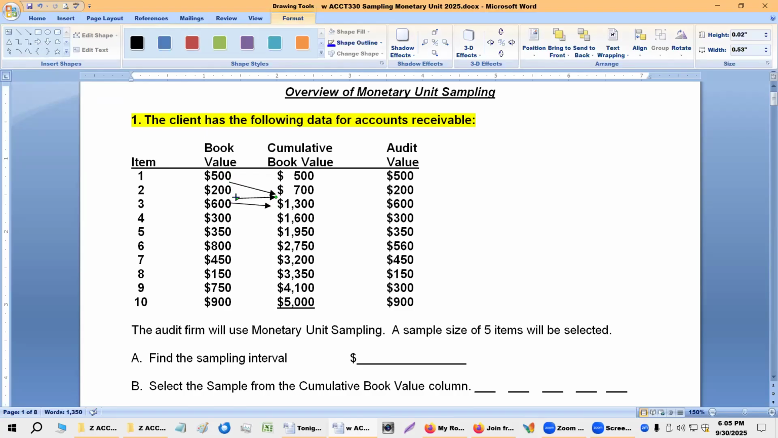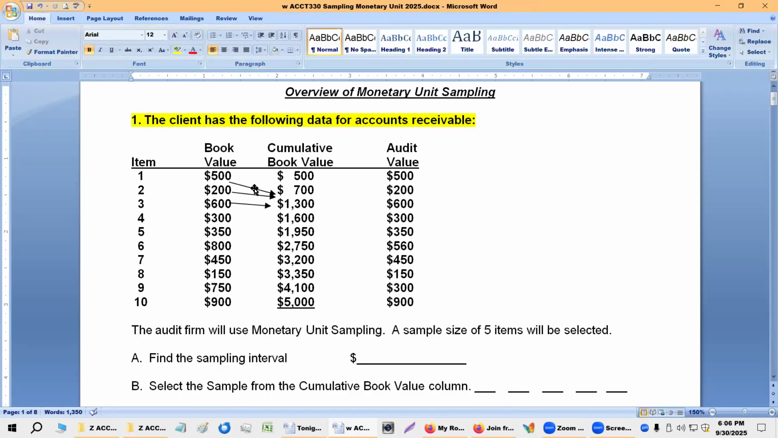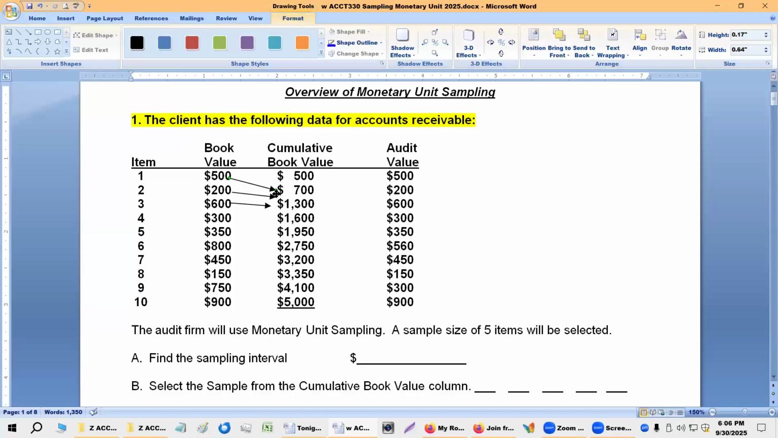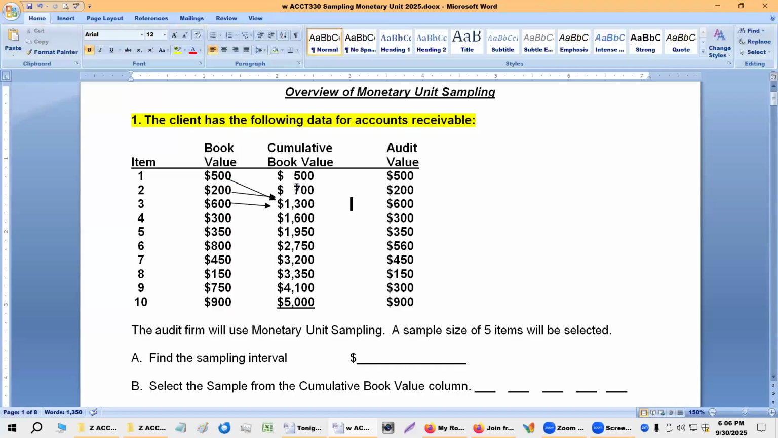There we go. So all those together, this keeps adding them all up. And there's $5,000 worth of stuff in the accounts receivable. So the book value of that is 5,000.